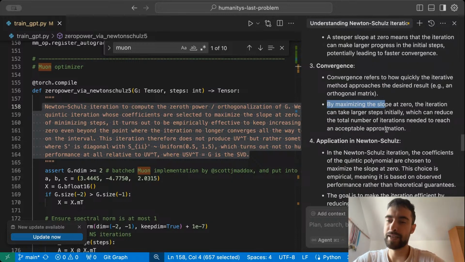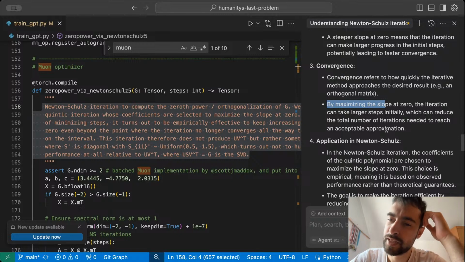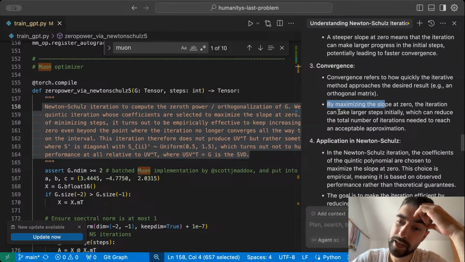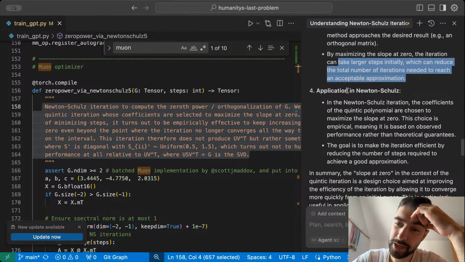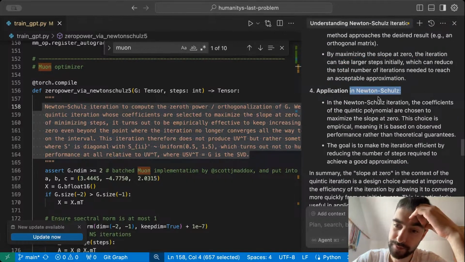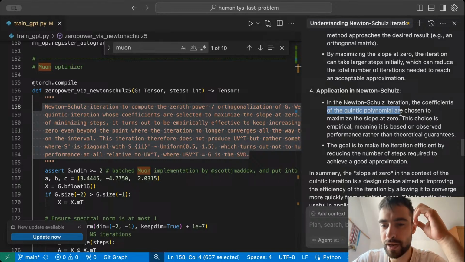By maximizing the slope at 0, the iteration can take larger steps initially, which can... I already read this. Application in Newton-Schulz. In the Newton-Schulz iteration, the coefficients of the quintic polynomial are chosen to maximize the slope at 0.